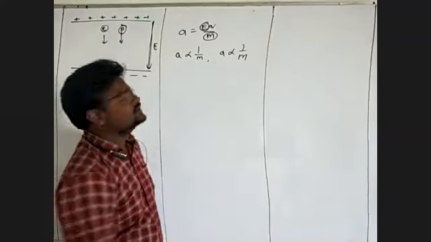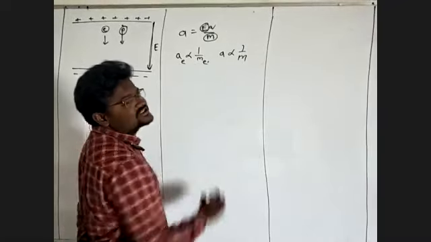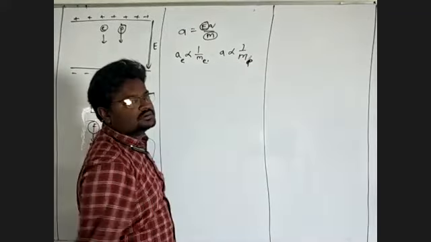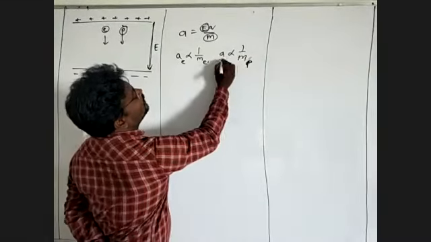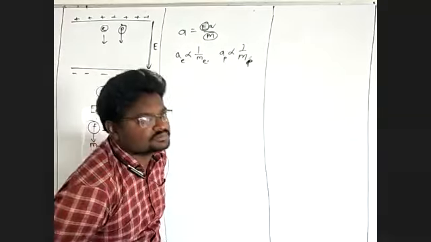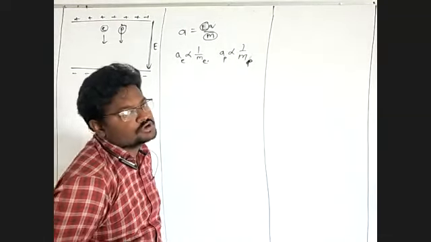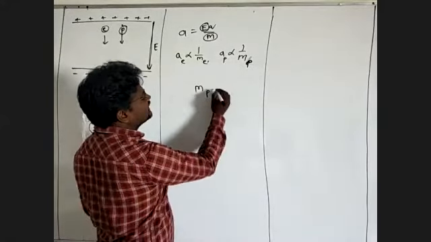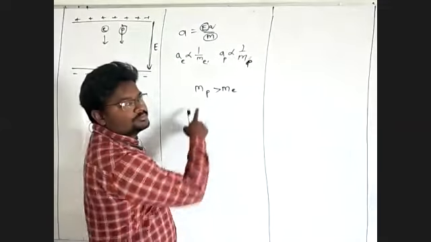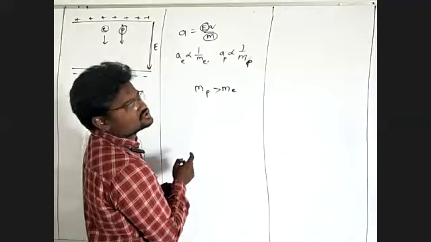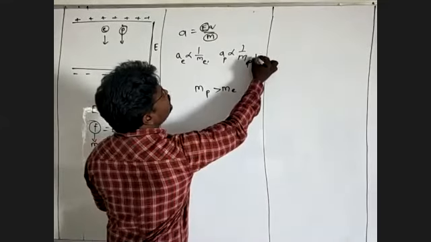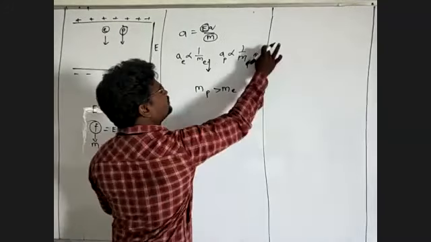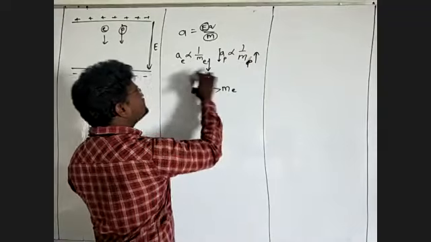This is the mass of the electron, and this is the acceleration of the electron. This is the mass of the proton, and this is the acceleration of the proton. We know very well that the mass of the proton is greater than the mass of the electron. The mass of the proton is more, so the acceleration is less. The mass of the electron is less, so the acceleration is more.